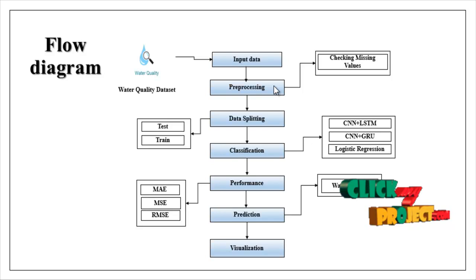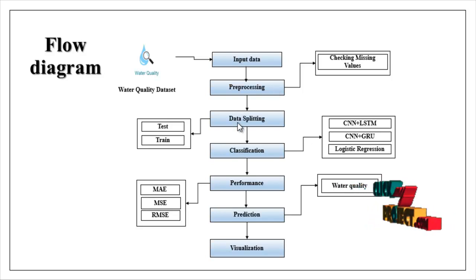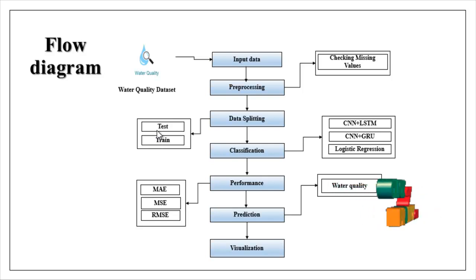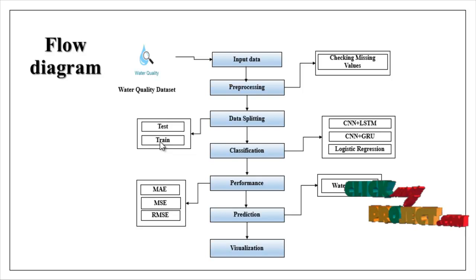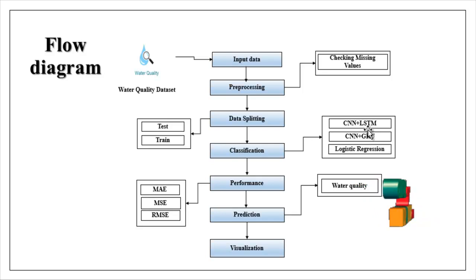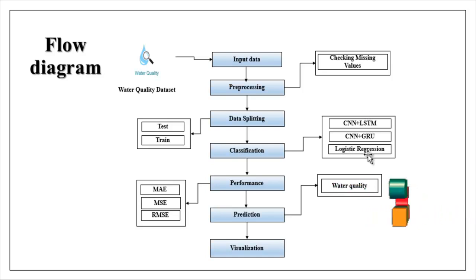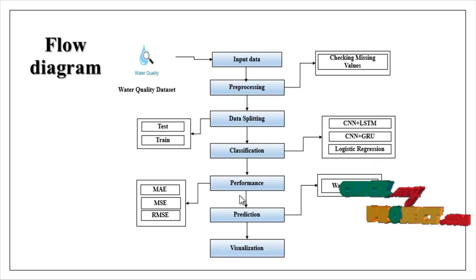The pre-processed data is carried to the data splitting model. Here we split the whole data into test and train. Test is used for prediction, train is used for evaluation. The split data is carried to the classification model. In this model, we implement three kinds of classification techniques. First, the combination of CNN plus LSTM, then CNN plus GRU, then machine learning, such as logistic regression. So we need to compare the results of these three algorithms.